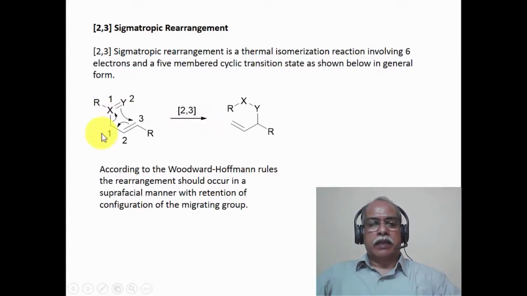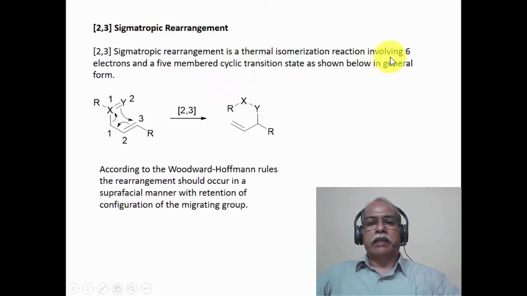These are 6 electron cyclizations: 2 sigma electrons of the bond that is breaking, 2 pi electrons of the XY bond, and the 2 pi electrons of the 2,3 carbon-carbon bond in this particular instance. So overall they involve a 6 electron rearrangement. According to the Woodward-Hoffmann rule, they should occur in a suprafacial manner with retention of stereochemistry of the migrating group, as we saw in the earlier examples of 3,3 sigmatropic rearrangement also.